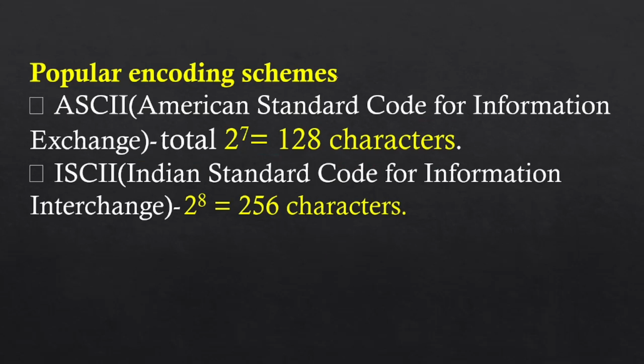And what are the popular encoding schemes? There are two. One is called ASCII code, which means American Standard Code for Information Interchange. It has 2 to the power of 7, which means 128 characters. It covers the English language, mathematical symbols, and whatever is there on the keyboard, everything has an equivalent code. For example, if you take the capital letter A, the equivalent ASCII code is 65.